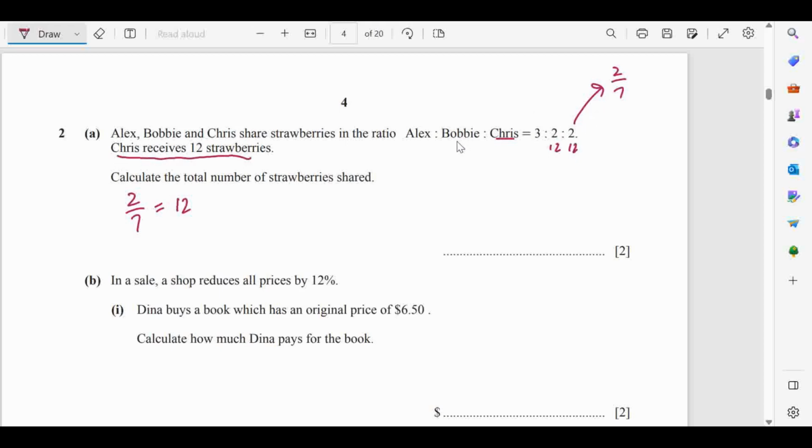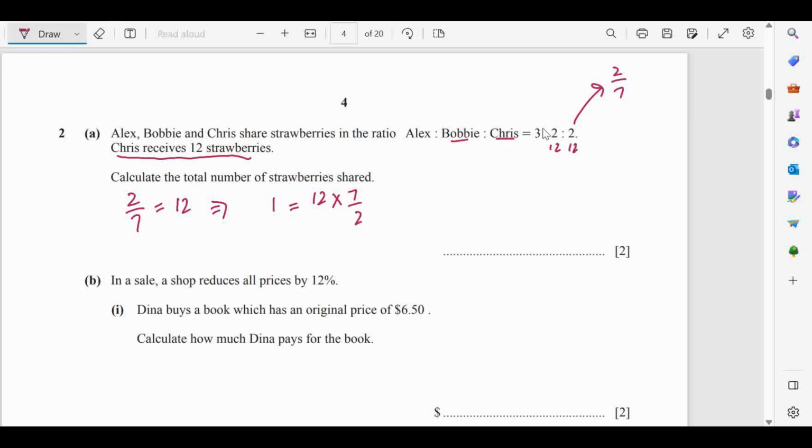As we can see, the ratio of Chris and Bobby is the same, so that is why it must be the same. Now if we simplify it, this is the ratio and this is the number of strawberries. If we rearrange it, 1 will be equal to 12 by 7. Let me rephrase it, so this will be equal to 12 multiplied by 7 by 2.